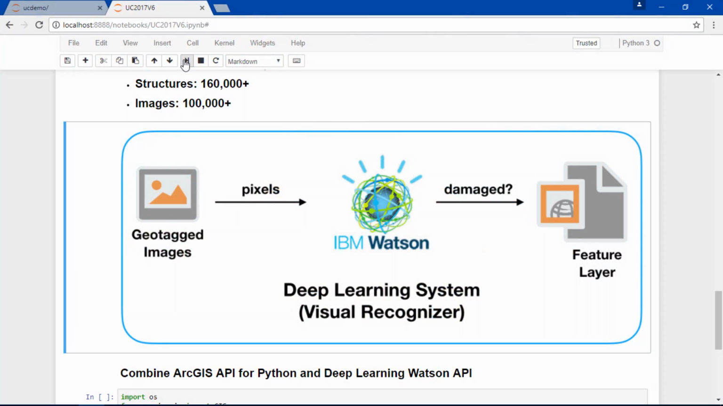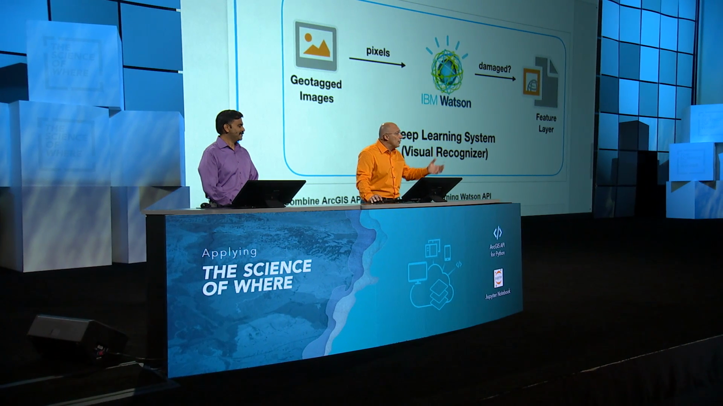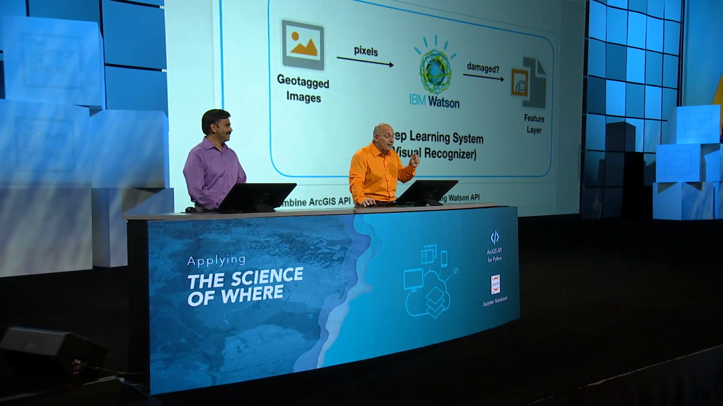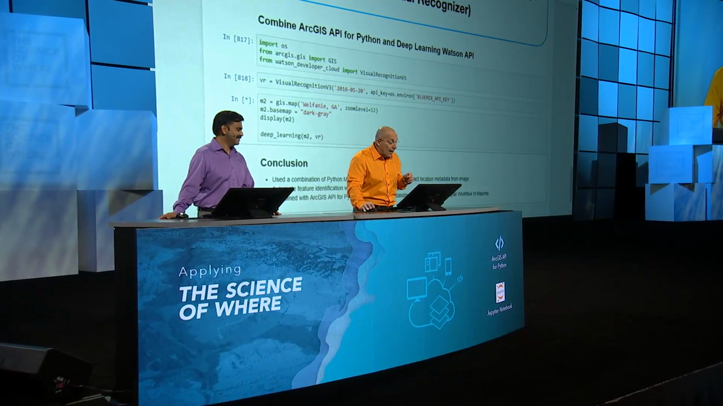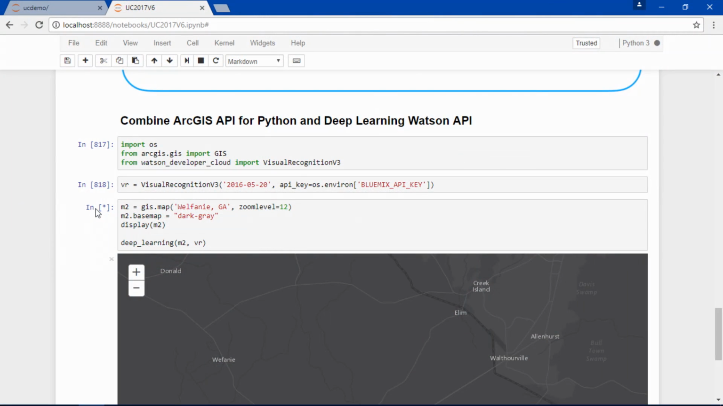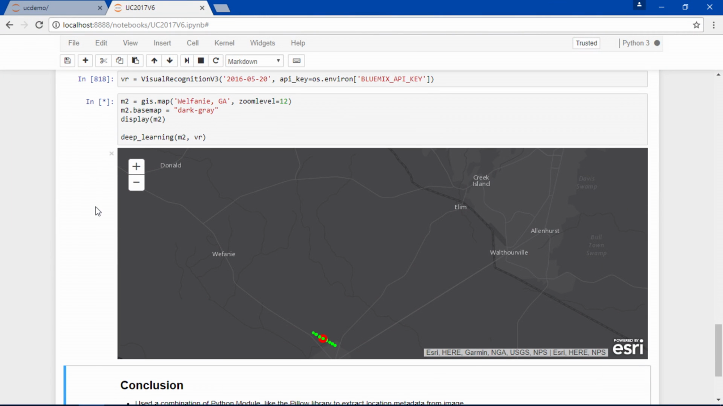We've trained IBM Watson to recognize broken insulators in images such that now, using the Watson API, we can pass pixels of a brand new image, of a geotagged image, to the deep learning visual recognition system. And it will come back with a classification of damaged or not. We can take that information now and turn it into a feature layer. But what's exciting here is we're going to see it all in action. And what we're going to be doing here is dynamically invoking the API. And as Watson recognizes broken insulators, we're going to highlight them in red in here.